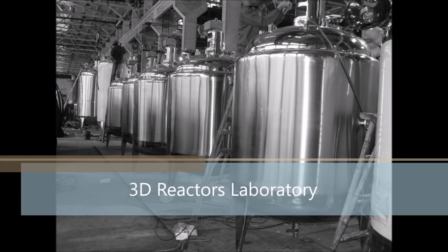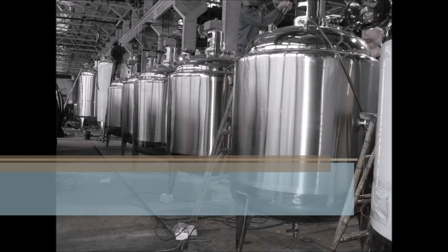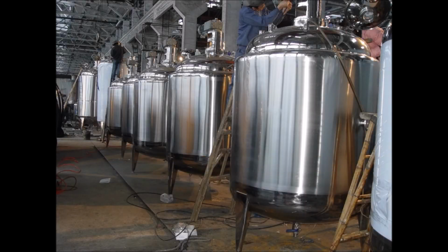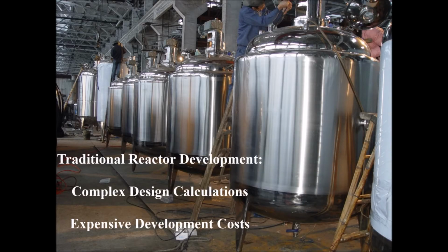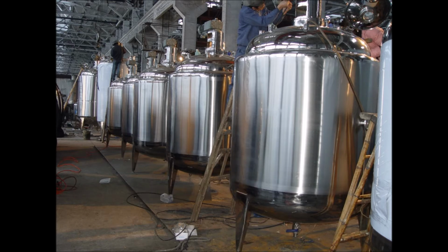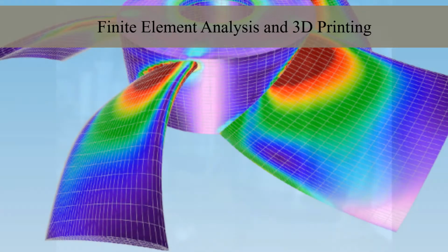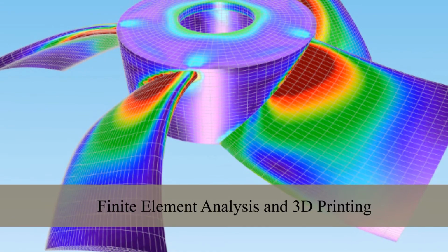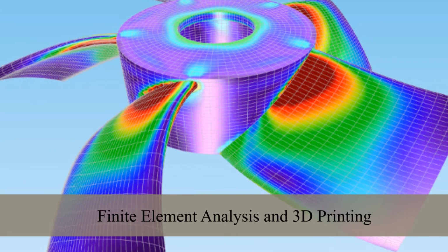Chemical engineering companies of the past have had many hurdles to clear in the field of reactor design. The complex calculations and high capital cost of experimental units strained the iteration process and limited the meaningful development possible in designing reactors. Two technologies are changing the face of these engineering operations: finite element analysis and 3D printing.